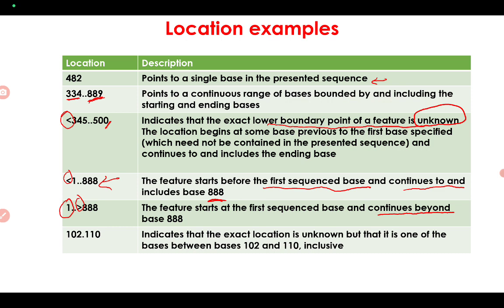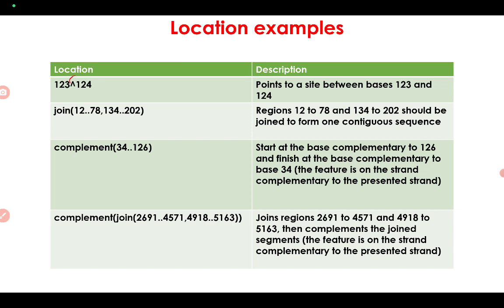Along with that, if a single dot is used, for example 102.110, it indicates that the exact location is unknown, but it is one of the bases between 102 and 110. That is the region that lies between 102 and 110. We are not sure of the start point and end point, but somewhere here the coding region is available, or maybe certain other regions. If this symbol is available, it shows the site which lies between bases 123 and 124. We are not sure whether it is starting from 123 or 124, so for that we use this site.